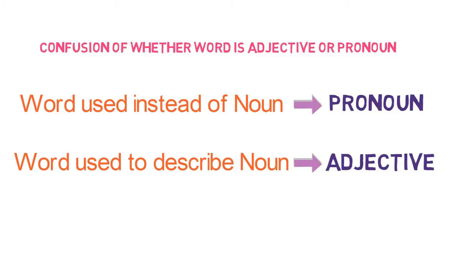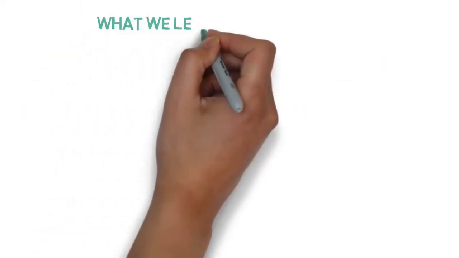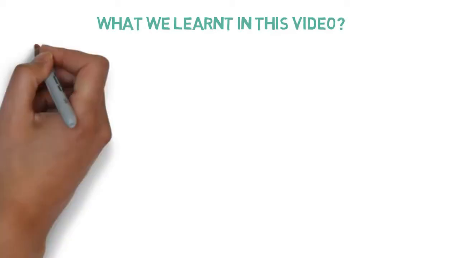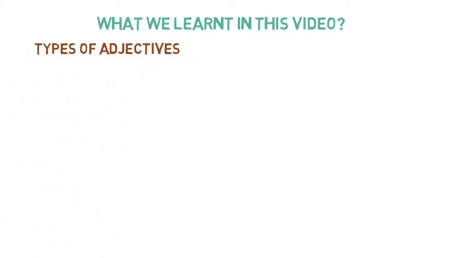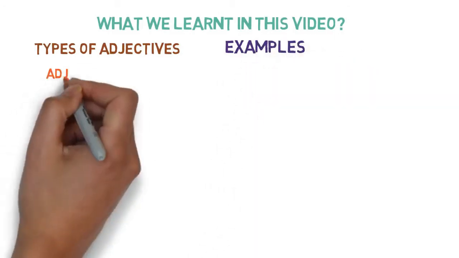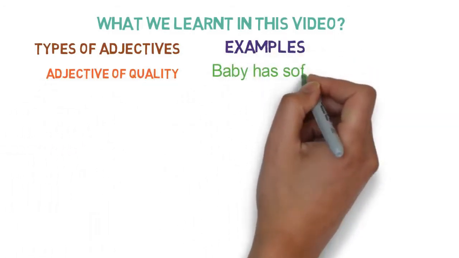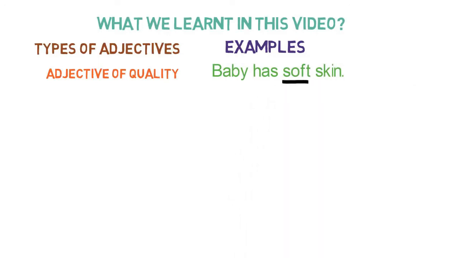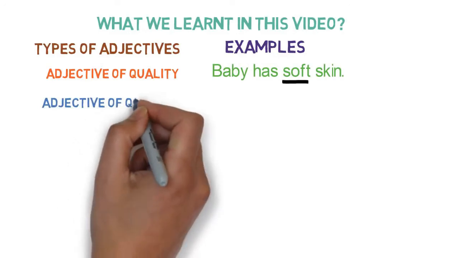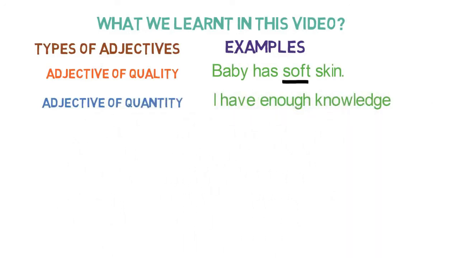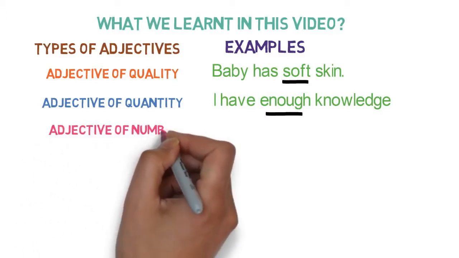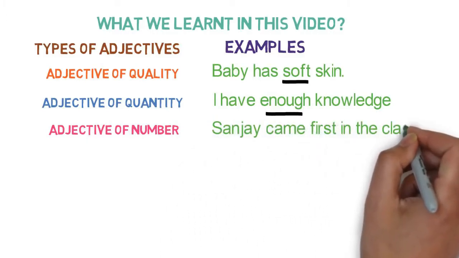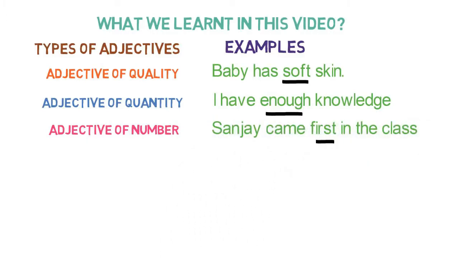Okay, so we have now discussed all the 6 main types of adjectives. Now, let's quickly remember what we have learnt in this video. We discussed types of adjectives. We will go through the 6 types of adjectives with one example of each. Adjective of quality. Baby has a soft skin. Here, soft describes the quality. Adjective of quantity. I have enough knowledge. Here, enough describes the quantity of knowledge I have. Adjective of number. Sanjay came first in the class. Here, first is the exact rank or number Sanjay got in the class.